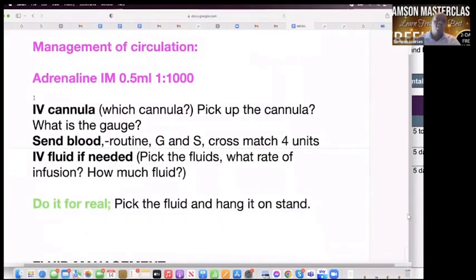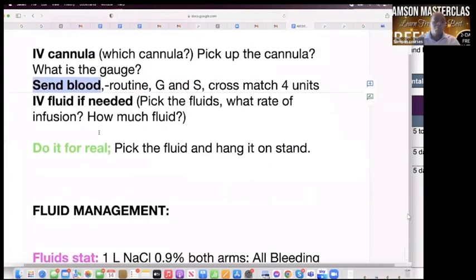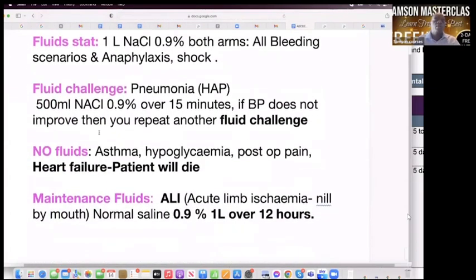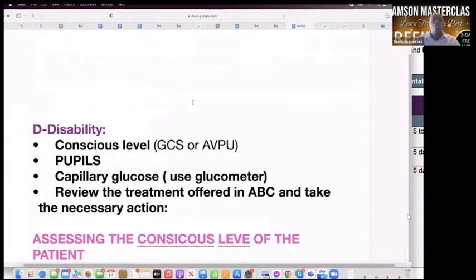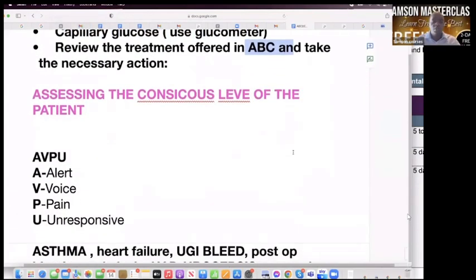For circulation, it's okay. Take the bloods, IV line, send the bloods. But don't give IV fluids because the blood pressure was normal and everything was normal. No IV fluids. The patient is alert and talking to you. Check glucose, normal. Review the ABCs, you didn't offer any treatment.